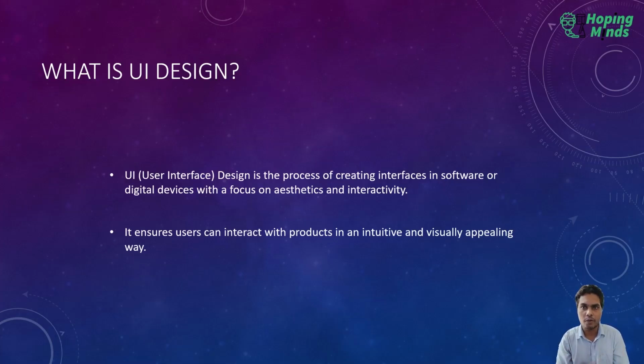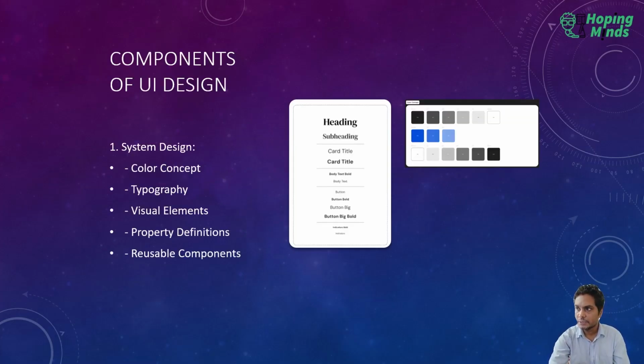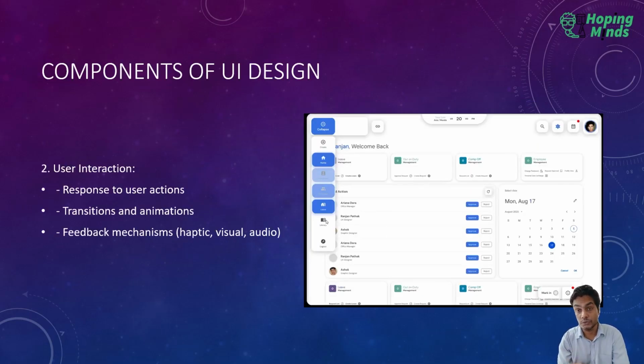UI is the visual element, component, system design, colors, typography, and brand, and UX is the whole documentation, architecture, and understanding of the whole project. UI covers color concept, typography, visual elements, property definitions like shadows, corner radius, padding between elements, and reusable components. You design one component and you can use it through all your pages and designs. You can also do user interaction in UI. You can animate from one page to another, or one pop-up to another. That is one important aspect of UI design.